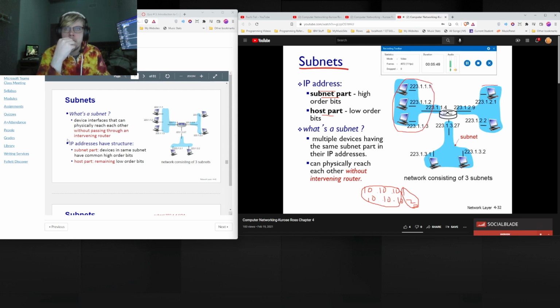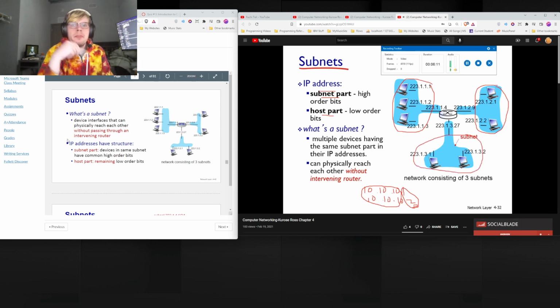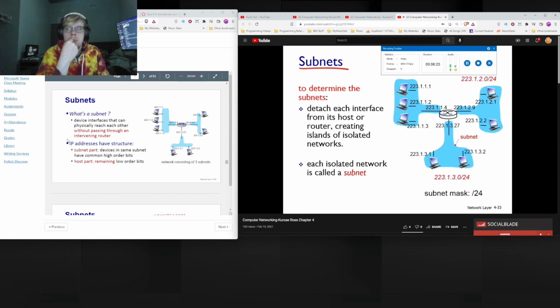Similarly, the systems over here in the subnet 223.129, they have the IP addresses 223.121 and 122. They belong to the same subnet. So this is an example consisting of three subnets. This is one subnet, this is the second subnet, and this is the third subnet. So there are three subnets over here, and if you see, each interface of the router has separate IP addresses. So three subnets are created over here.